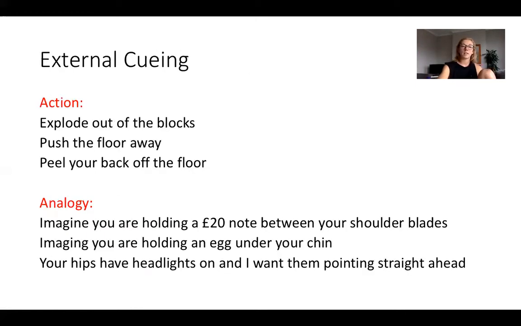And these are different types of external cues. Action, and this is exploding out of the block, push the floor away, or peeling your back off the floor. So it's the action that you want the client to do. But you can also use analogies, and I really like doing this, and I use these quite a lot. Here are just three examples of one that I would use. An internal cue would be, okay, I want you to squeeze your shoulder blades together, and an external cue would be, imagine you're trying to hold a 20-pound note between your shoulder blades.